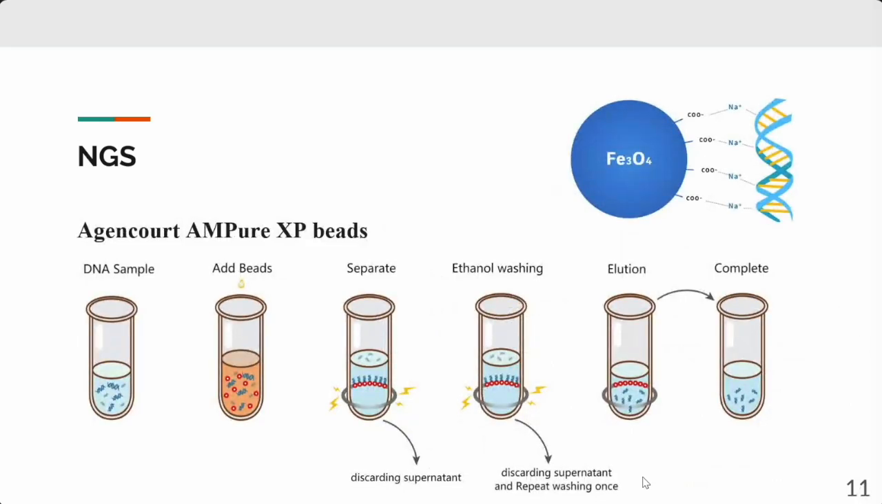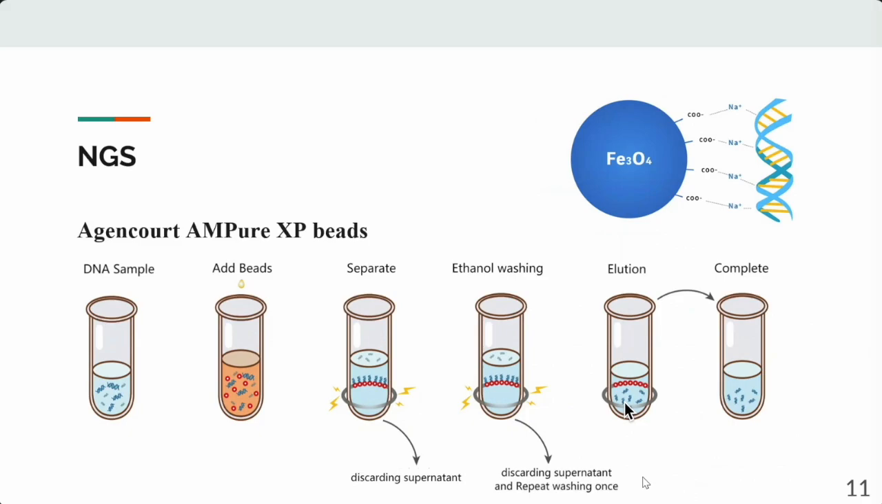And here's a detailed introduction of the agent called AMPure XP beads. It is a magnetic bead. The principle of the beads is based on solid phase reversible immobilization. As you can see in the workflow, under certain conditions, the nucleic acid is selectively bound to the magnetic beads, while the pollutants remain in the solution.